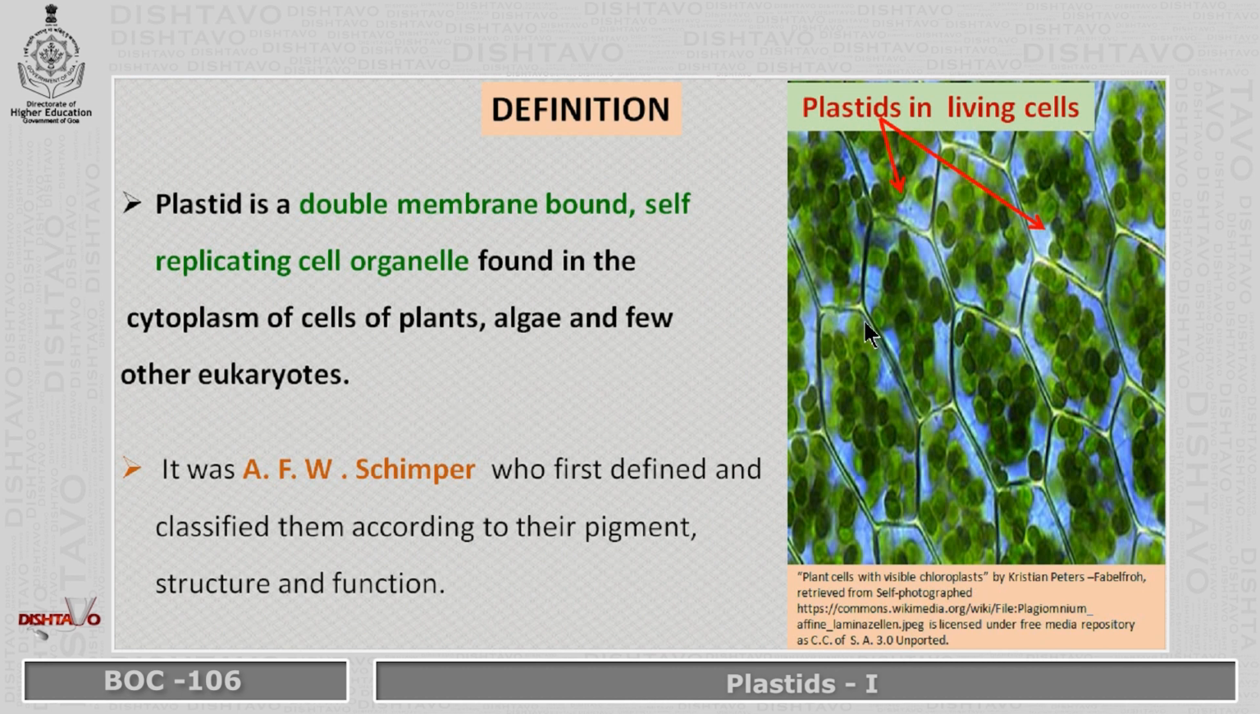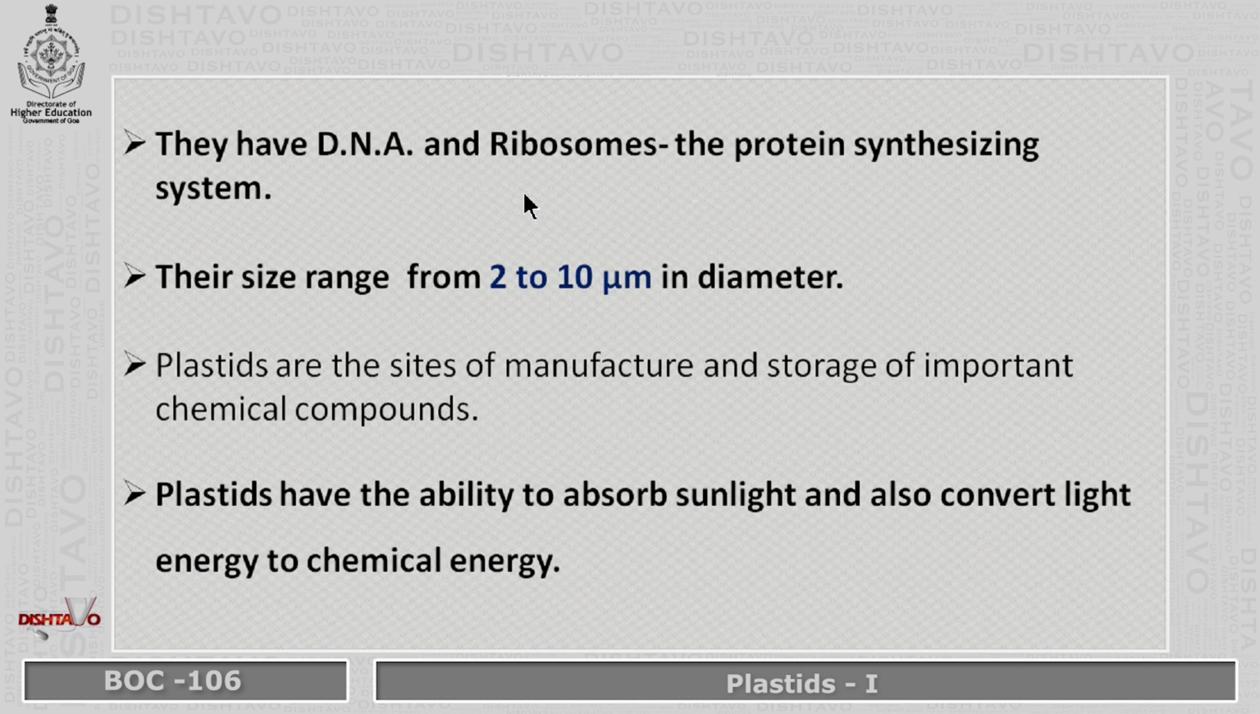Now, if we see here in the image, you can see the living cell with small structures that we call plastids. Plastids are double membrane bound, self-replicating cell organelles found in the cytoplasm of cells of plants, algae, and a few other eukaryotes. A.F.W. Schimper first defined and classified them according to pigments, structure, and function.